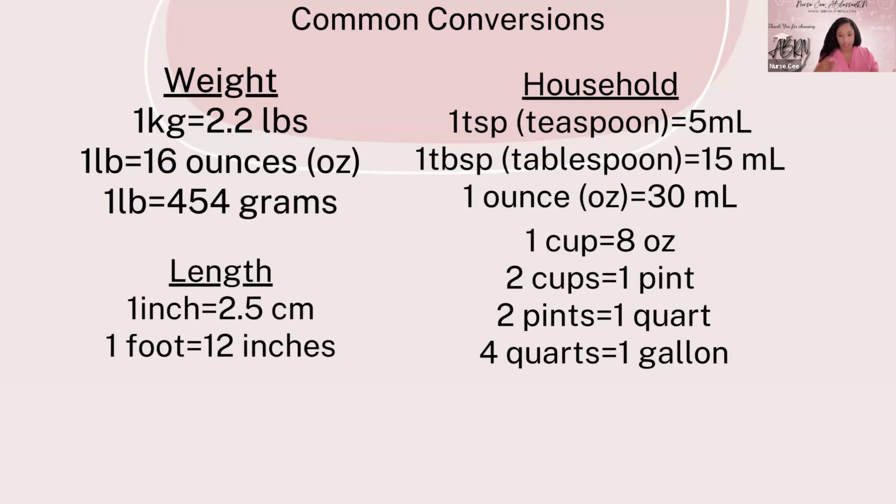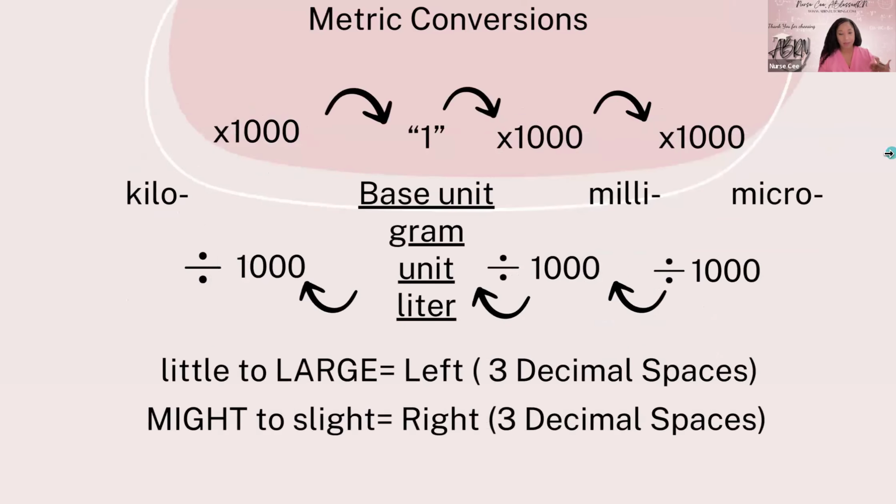So 5, 15, 30. Teaspoon, tablespoon, ounce. 5, 15, 30 mLs, okay? And then 1 cup is 8 ounces, 2 cups is 1 pint, 2 pints is a quart, and then 4 quarts is a gallon, okay?